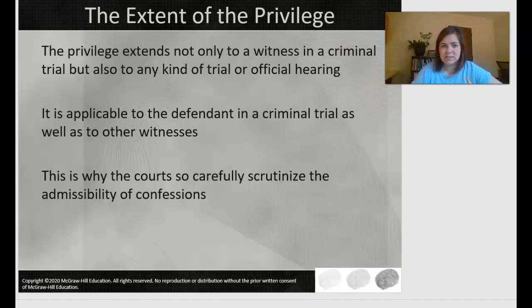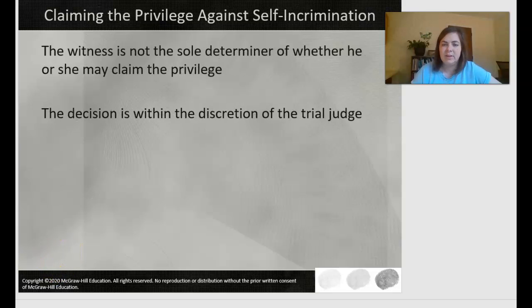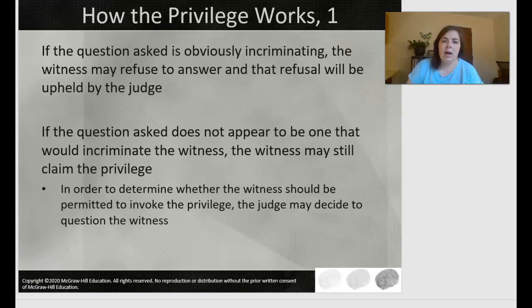The privilege against self-incrimination applies to official hearings or any other civil trials. And this is why courts look so closely at confessions. Now, the witness can claim privilege against self-incrimination. The trial judge can explore that further and ultimately decide if this would actually incriminate them. Sometimes people don't want to answer things that are embarrassing or make them look bad, but that does not necessarily mean that it would incriminate them.